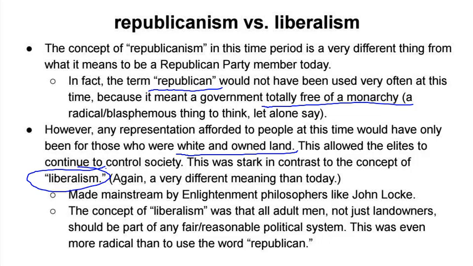Now, this term is made mainstream by Enlightenment philosophers like John Locke, among others, Baron de Montesquieu, Jean-Jacques Rousseau. But these Enlightenment philosophers use this term liberal and liberalism to describe that all adult men, not just landowners, should be part of any fair and reasonable political system. And this is even more radical in this time period than this word republicanism. Republicanism was radical. Liberalism was like downright crazy. It was so radical.